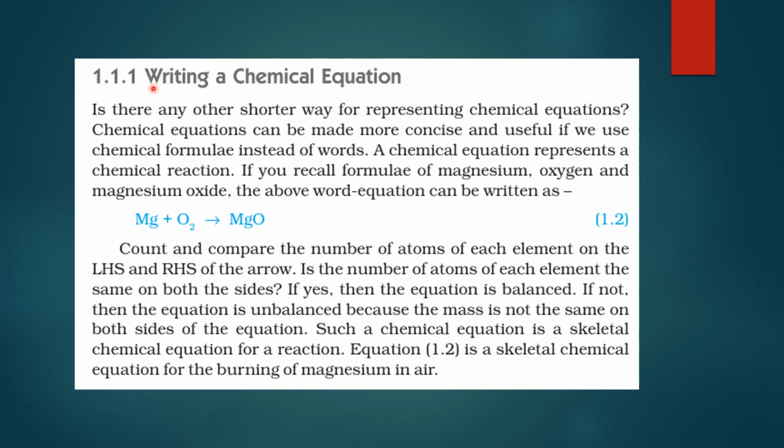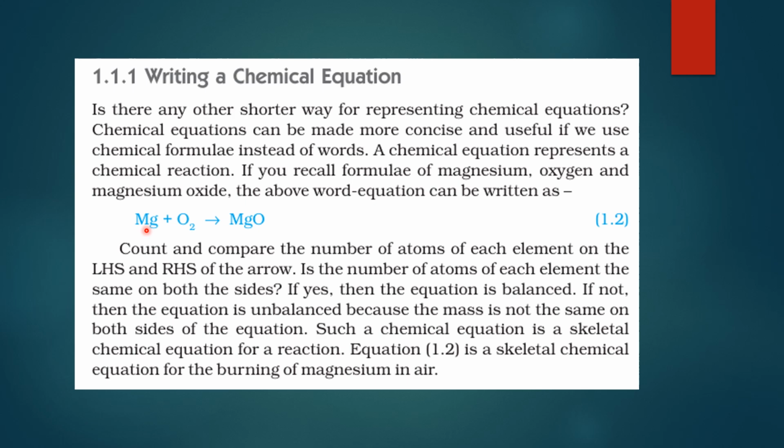Now we will see how to write a chemical equation. Is there any other shorter way of representing chemical equations? Let's discuss that. Chemical equations can be made more concise and useful if we use chemical formulae instead of words. In the earlier slide we were using words, like magnesium plus oxygen. Instead of words, now we will be using chemical formulae. A chemical equation represents a chemical reaction. If you recall the formulae of magnesium, oxygen and magnesium oxide, the above word equation can be written like this.